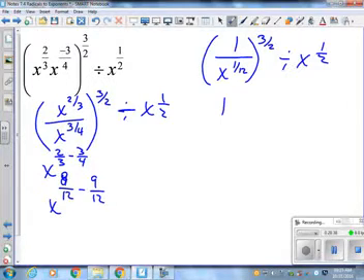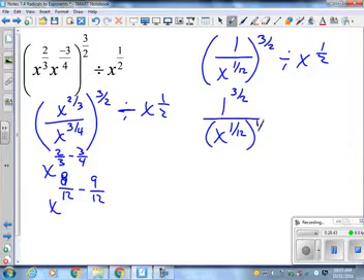Why would you subtract it when you put anything to the 1 power? Anything to the 1 power stays the same. You see, 1's already to the 1 power, right? So 1 to the 1 power times 3/2 is just going to keep it 3/2. But then it's a base of 1, so if you multiply a bunch of 1s together, you still get 1.